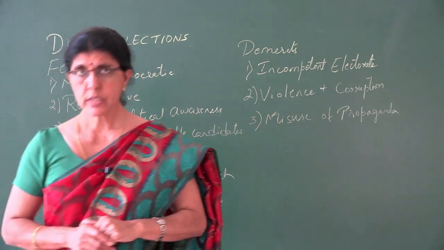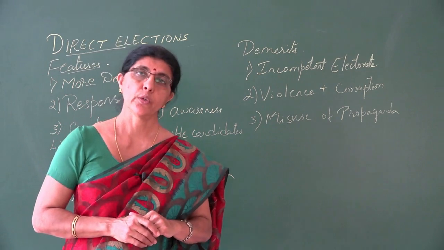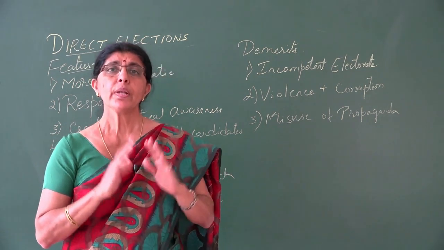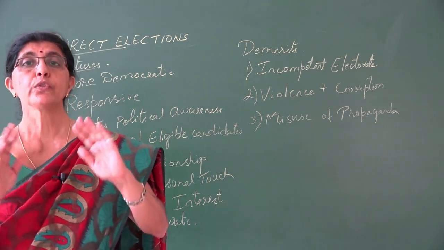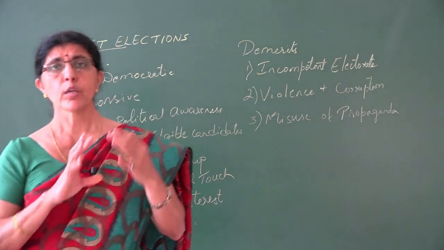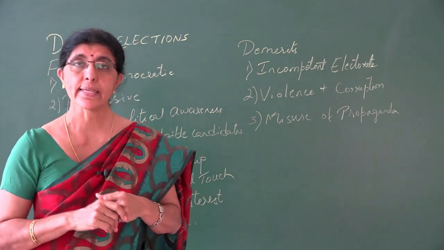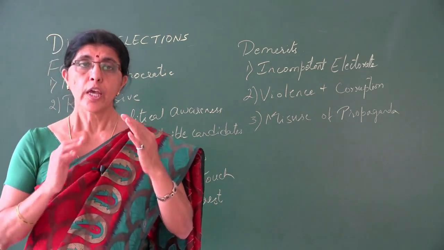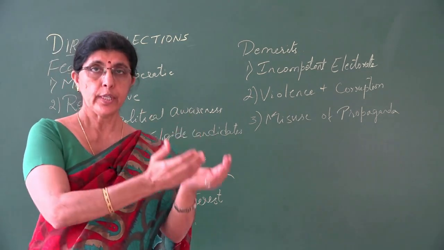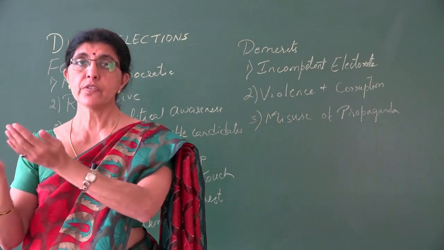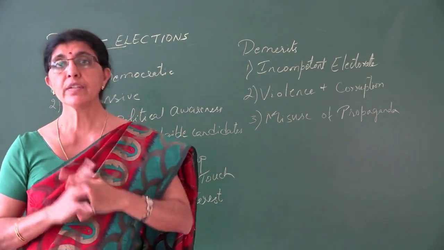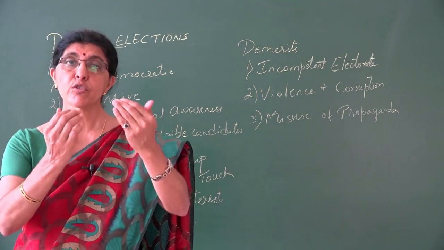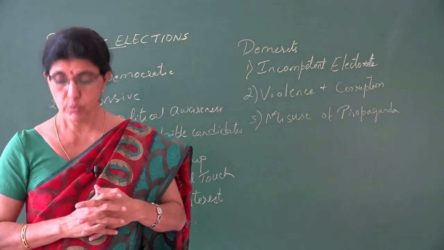Direct elections is more democratic, which means to say people have a wider choice of choosing their leaders. There are many political parties existing in direct elections because a voter has an option: political party A, political party B, C, D, etc. And the voter has to choose amongst these and cast his vote.